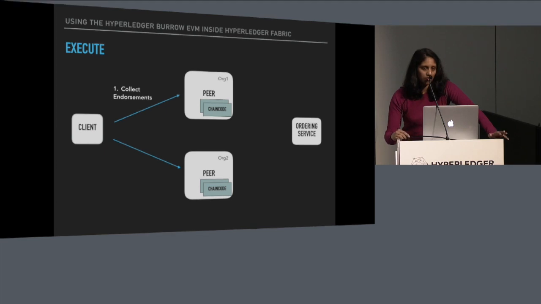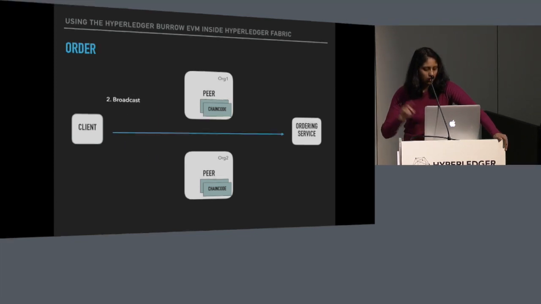I mean, if it doesn't, you're going to have a problem, and that transaction is going to be marked invalid. So once you get enough endorsements and you get the same kind of response back from all of them, you can send it to the ordering service. The ordering service is going to make a block, and then it's going to deliver it to the peers.